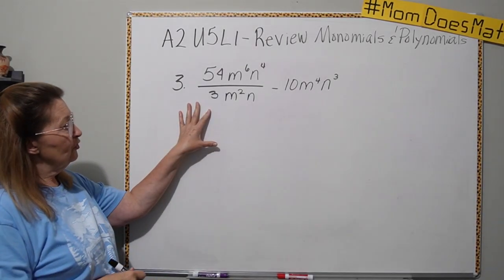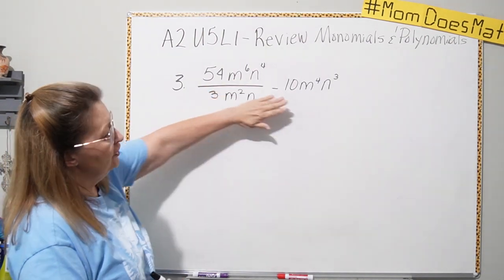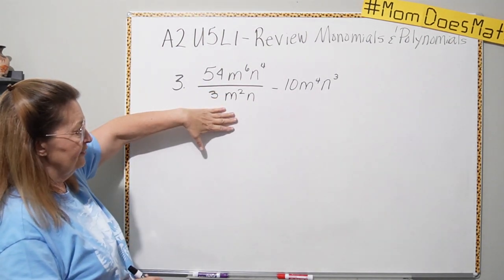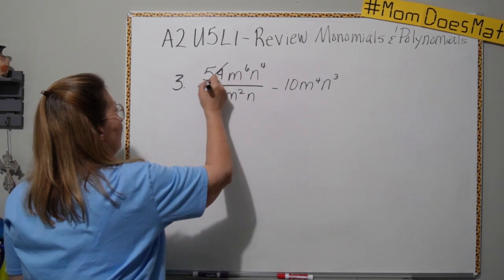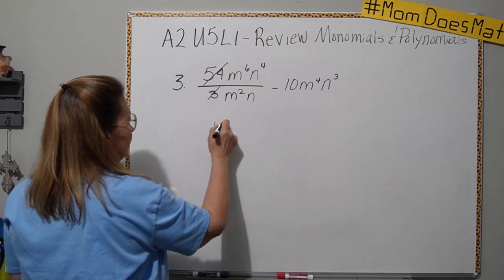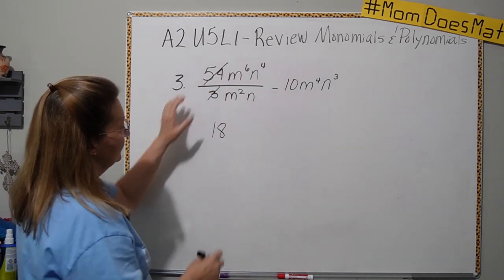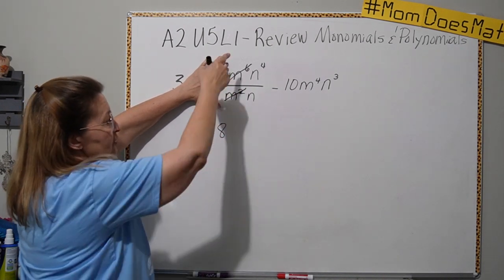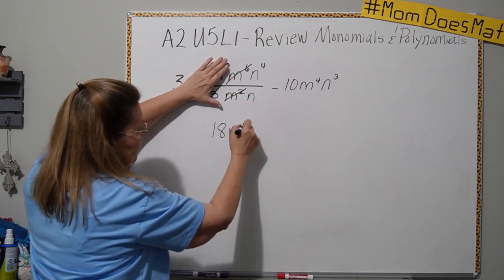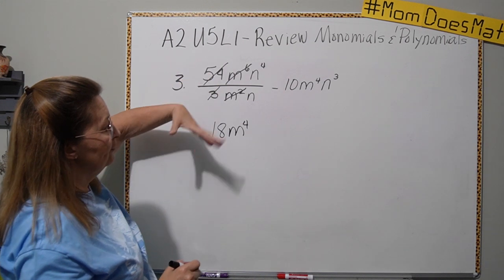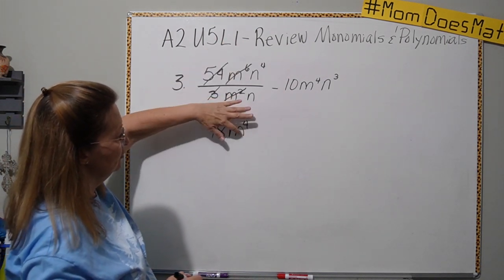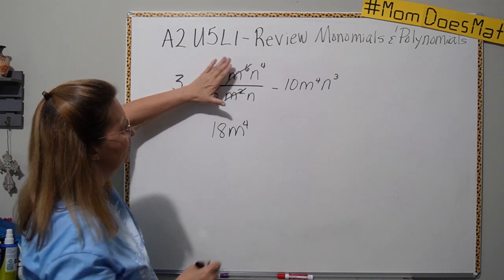Okay, let's look at number 3. Now we have a fraction here and then we have a binomial here. So let's see if we can simplify the fraction first. All right, 54 divided by 3 is 18. m to the 6th over m to the 2nd, you subtract your exponents and the exponent goes wherever the largest one is. So 6 minus 2 is 4. The 6 is larger, so it stays on top of the fraction bar.